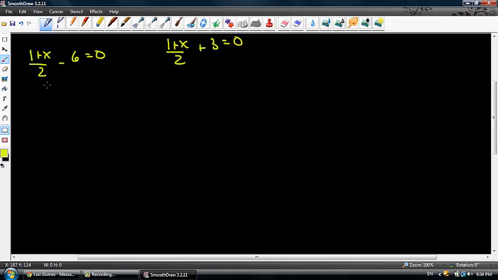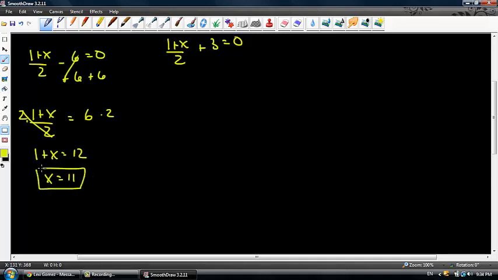So let's solve the left problem here. I'm going to add 6 to both sides. So I've got 1 plus x over 2 equals 6. Multiply both sides by 2. 1 plus x equals 12. x equals 11. Now 1 plus x, I'm going to move a little fast, over 2 equals negative 3. 1 plus x equals negative 6. x equals negative 7.